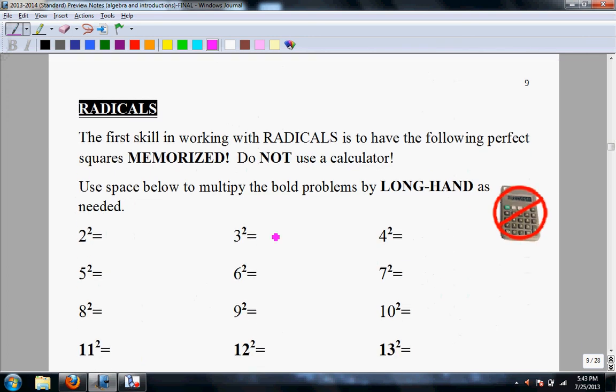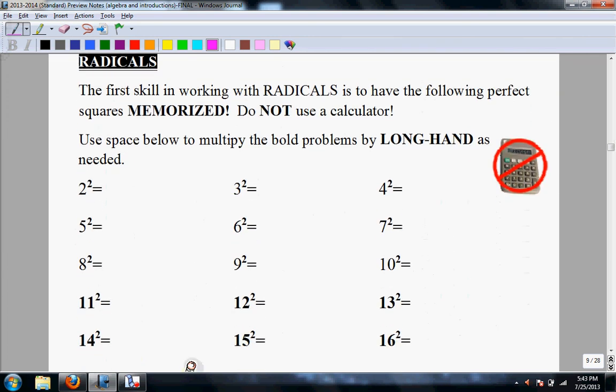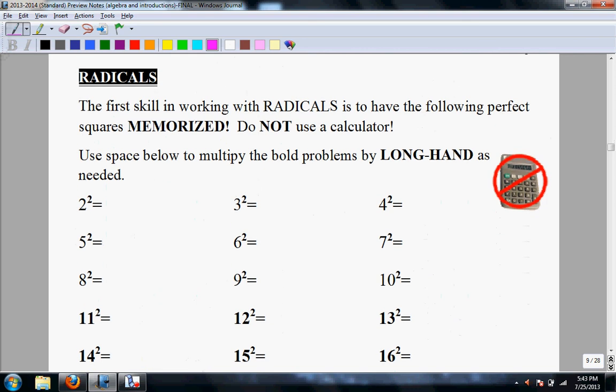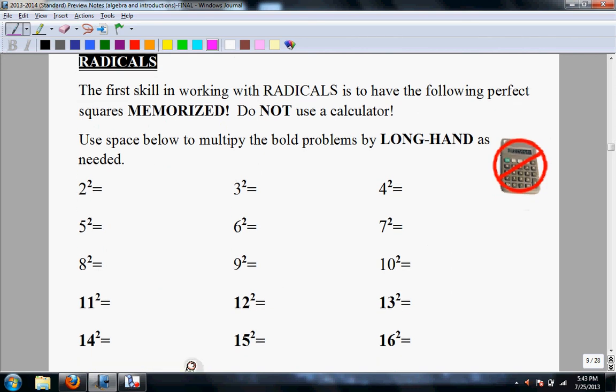The second thing we're going to talk about today is radicals. Radicals, also known as square roots. The first skill in working with radicals is to have the following perfect squares memorized. There's no way around this. You must have the perfect squares memorized through 16.